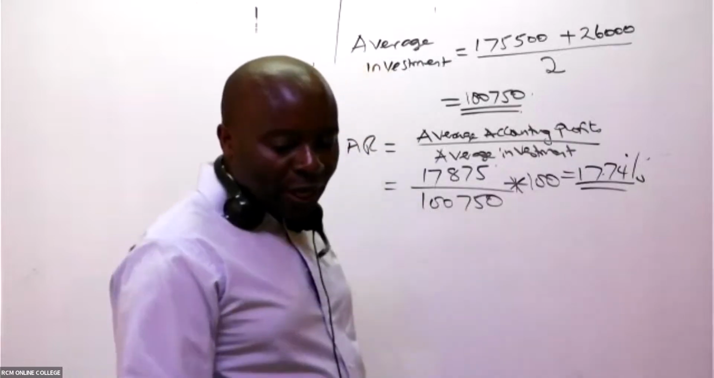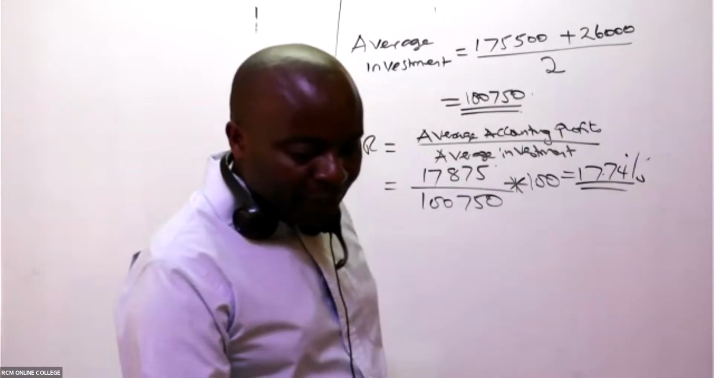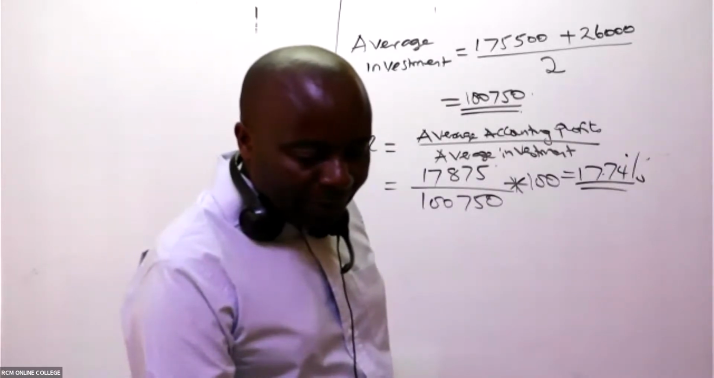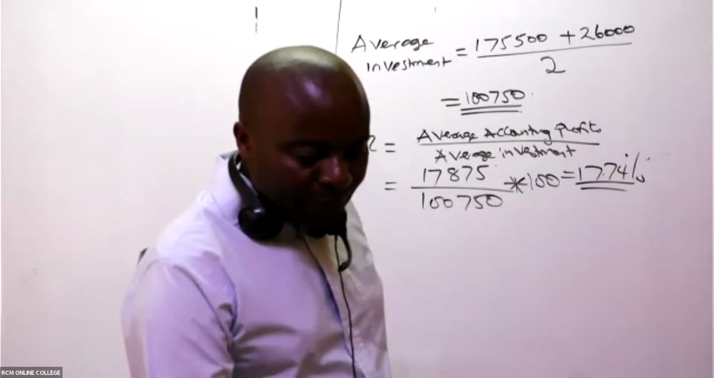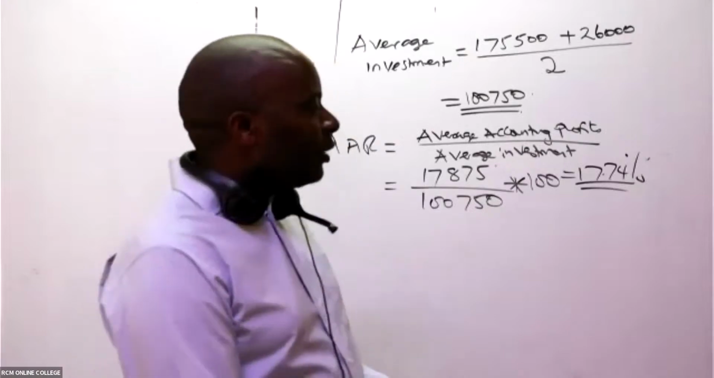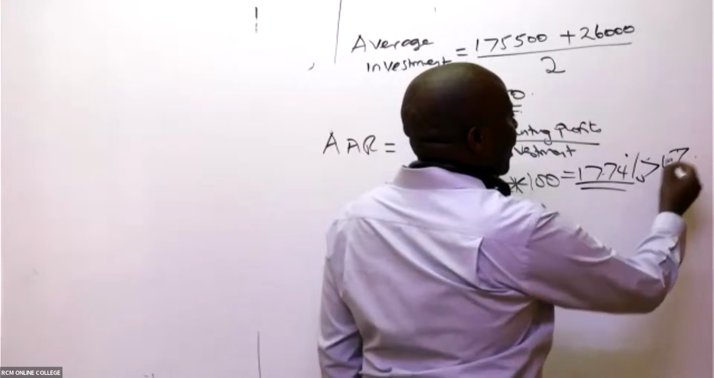Are you able to see the required minimum? The required minimum accounting rate of return is 15%. And our project is giving us 17.74%. So this is more than 15%.